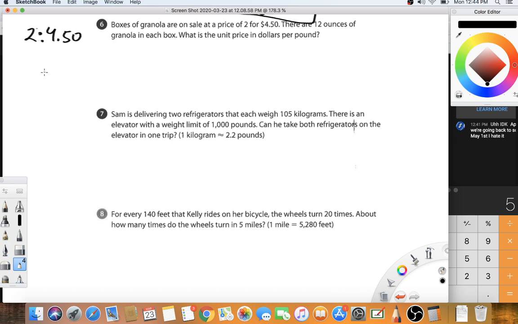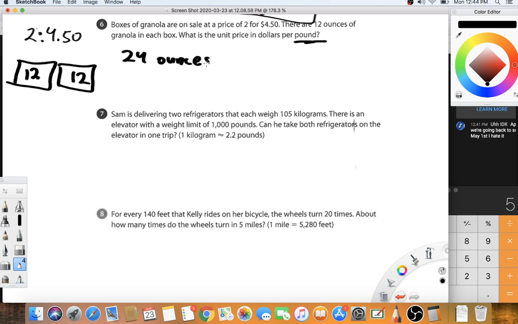Well, for this one, we have to know how many ounces are in a pound, because that'll tell us how many pounds we need to find. But we know that 2 boxes, so one box has 12 ounces and the other box has 12 ounces. So that means that in total, we have 24 ounces. It's too dark now.